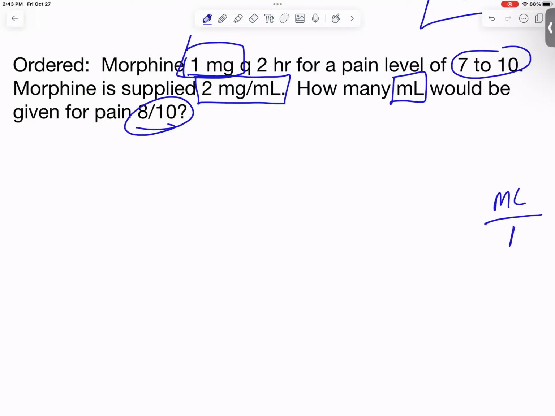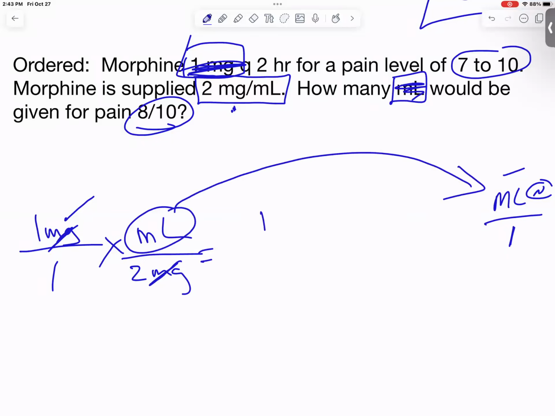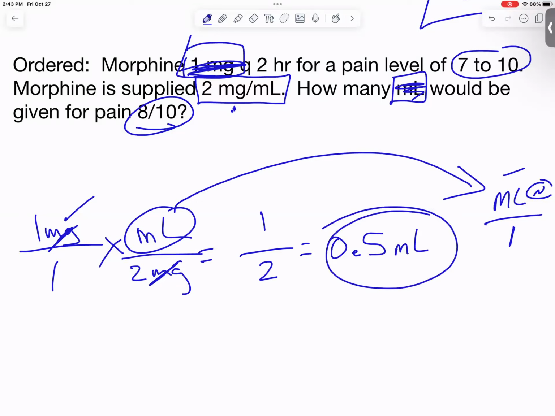So I'm solving for milliliters. I need that in my numerator. The order is for 1 milligram. I like to put it over 1. You don't have to, it's fine. So I'm solving for that. How do I get rid of milligrams and get to milliliters? I use my problem. There are 2 milligrams in 1 mL. Gets rid of my milligrams. It leaves me with milliliters, exactly what I need. So now it's just math. So 1 times 1 is 1, and 2 times 1 is 2, and 2 divided into 1 is 0.5 milliliters. Beautiful.